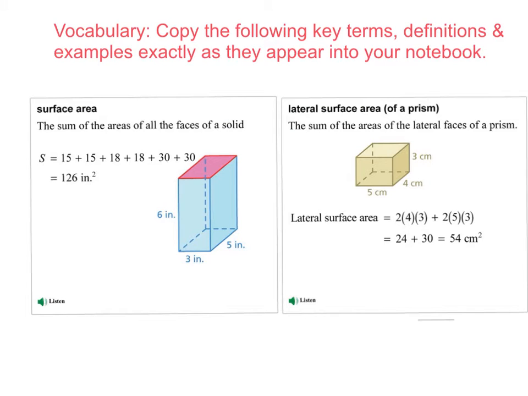Copy the following key terms, definitions, and examples exactly as they appear into your notebook. Surface area. Surface area is the sum of the areas of all the faces of a solid. Lateral surface area of a prism is the sum of the areas of the lateral faces of a prism.